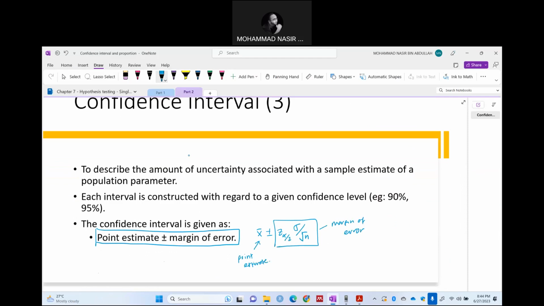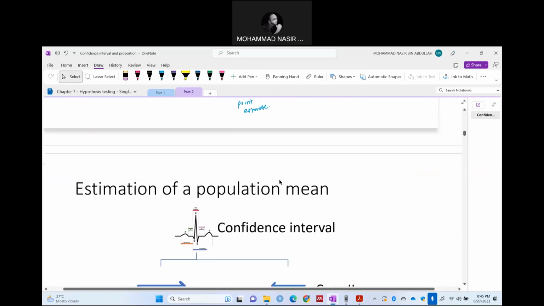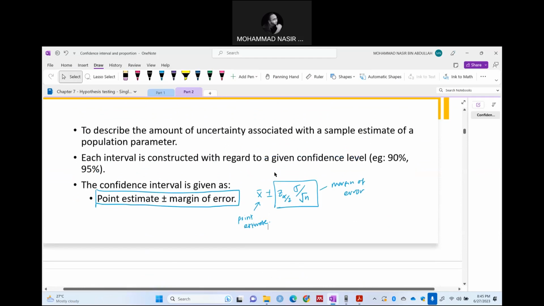So the point estimate is calculated from the sample. Okay, this is the general formula, right? So now, same as previous. No need to silent this one. Later we will discuss thoroughly. This is just an example, right?